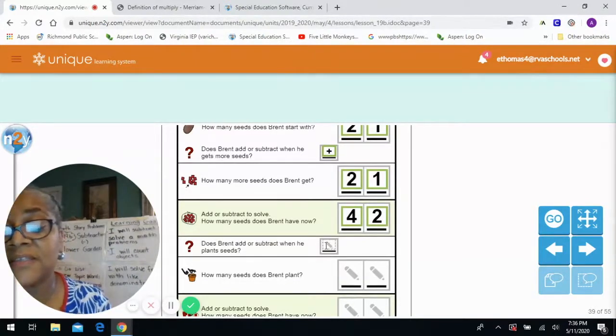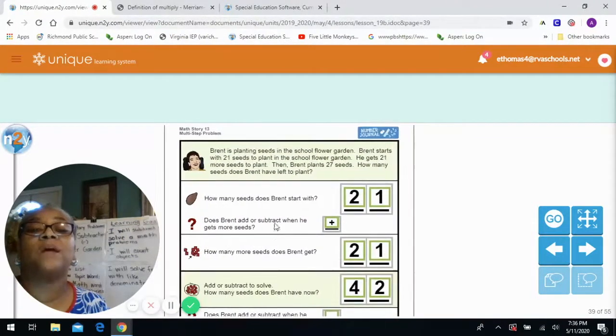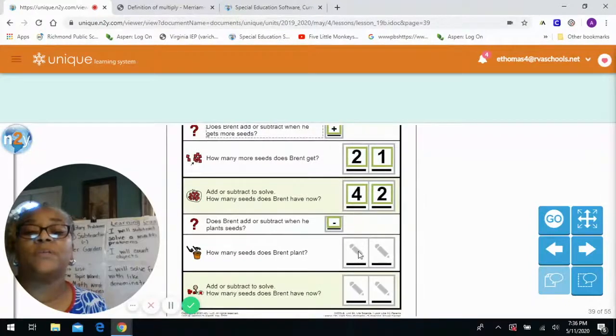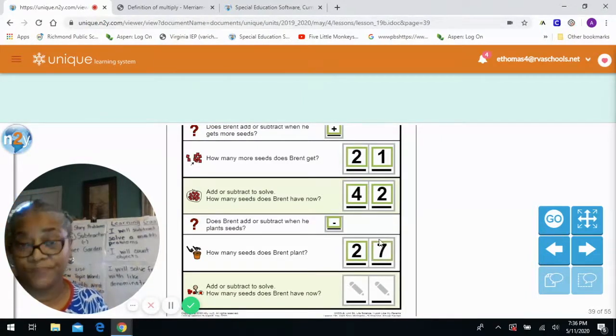He is, let's see if that'll work, subtracting. Very good. So how many seeds does Brent plant? Let's go back to our problem. He plants what? It says right here. Then Brent plants 27 seeds. All righty, so 27. So we put our 2, and then we'll put our 7 in there. Okay, here it goes. So we have 42 subtract 27. You can either use your calculator or try to figure it out.